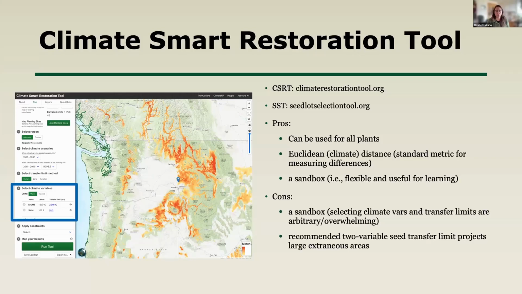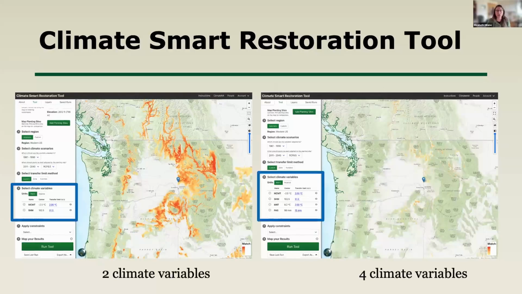This method works very well in localized areas, but can tend to overpredict for large regions and requires users to make educated decisions about which variables to use and which transfer limits to impose. This can tend to lead to over-parameterization and can reduce the usability of the tool.